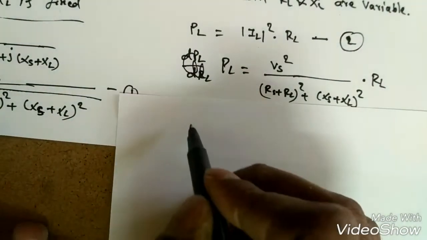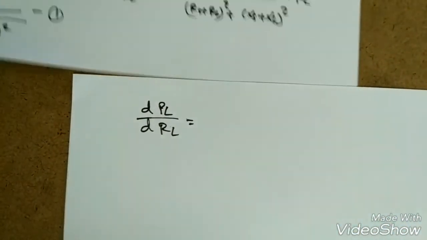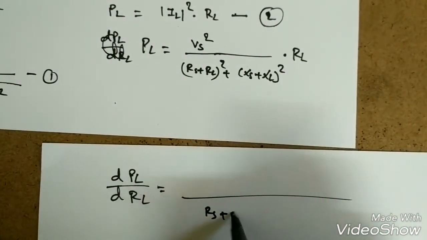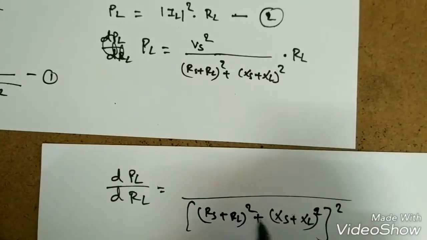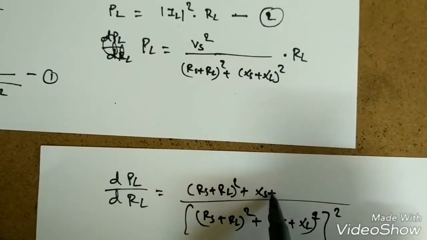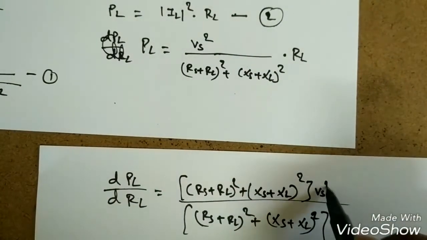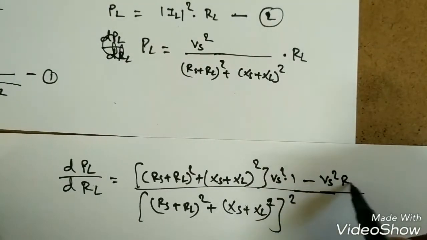Now next, dPL by dRL, with respect to RL, because RL is variable, right? Now again it is the U by V formula, so V square, that is Rs plus RL whole square plus Xs plus XL whole square, and whole square. Again the same value will be here, Rs plus RL whole square plus Xs plus XL whole square into Vs square into, with respect to RL means 1, minus Vs square into RL will be here.